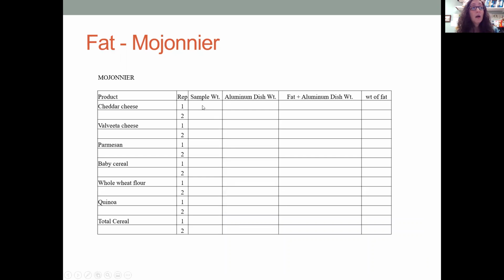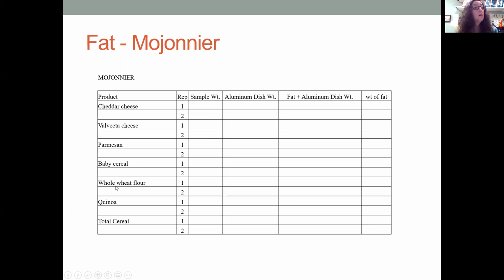For Mojonnier, for some groups, such as the cheese samples, these will be prepared for you the day before the lab. These samples will be solubilized in ammonium hydroxide before you come into the lab. The TA will write down the sample weights for you, and you will weigh your aluminum dish. When you extract the fat and evaporate the solvent, you end up with the fat in the aluminum dish, and you take the weight of that. The difference is the weight of the fat in that sample.